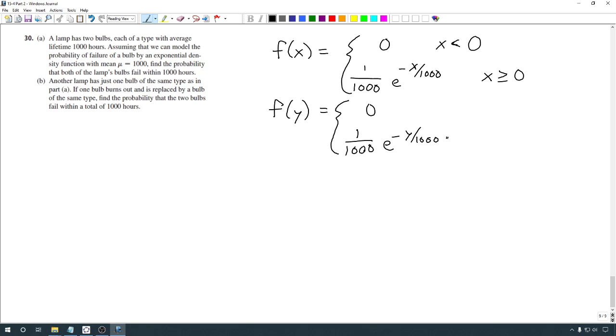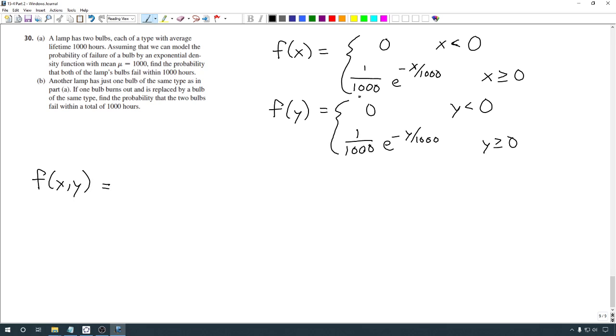Just with y's instead of x's. Our joint distribution, because these are going to be independent of each other. One bulb burning out is not going to cause the other bulb to burn out. I guess we could theoretically think of a situation where that might not be true, but here, because they haven't told us anything more, we're going to have to assume that. So we're going to say our joint distribution, our f of x and y, is just going to be the product of these two things.